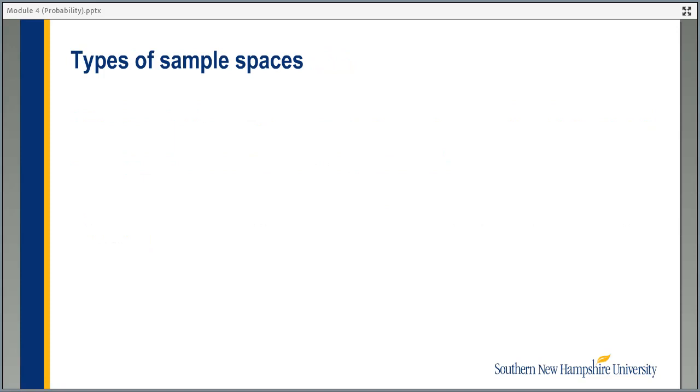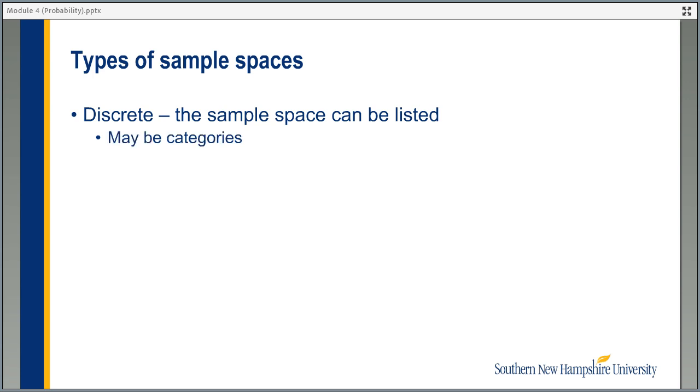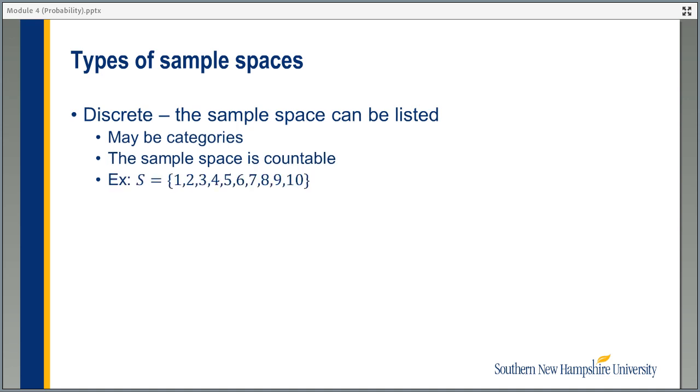Now let's talk about the types of sample spaces that we may see. The first is discrete. In a discrete sample space, the sample space can be listed. It may include categories, and the sample space will be countable. The two examples that we looked at before were both discrete sample spaces, and this example here of the numbers 1, 2, 3, 4, 5, 6, 7, 8, 9, 10 is also discrete. We can definitely count that sample space.